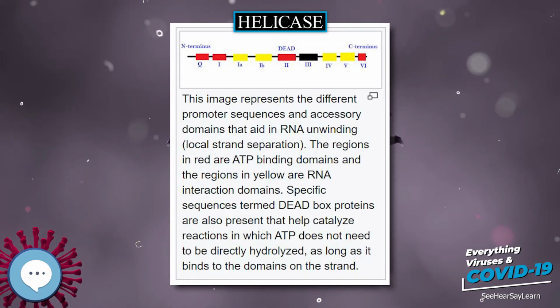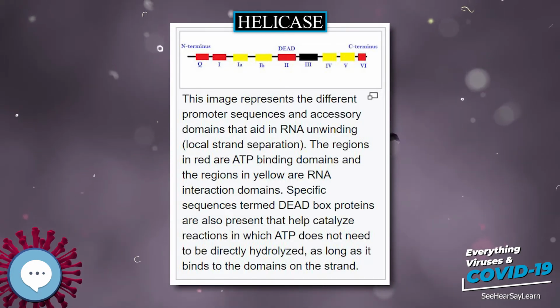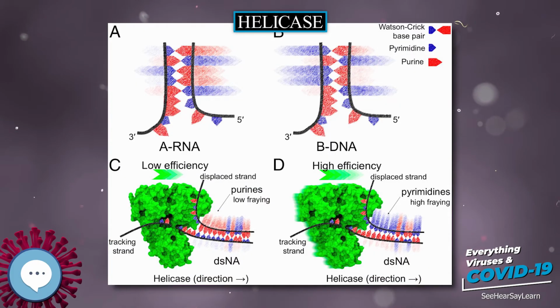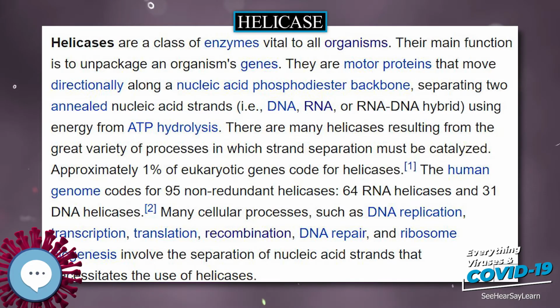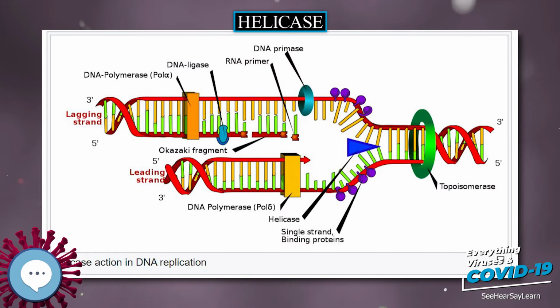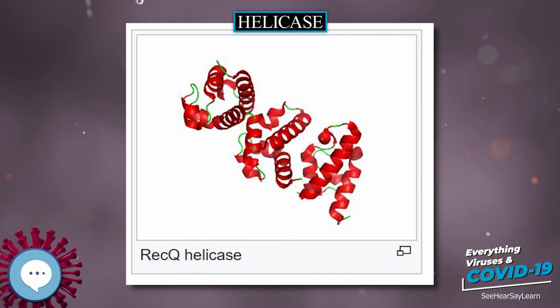Approximately 1% of eukaryotic genes code for helicases. The human genome codes for 95 non-redundant helicases, 64 RNA helicases and 31 DNA helicases. Many cellular processes, such as DNA replication, transcription, translation, recombination, DNA repair, and ribosome biogenesis involve the separation of nucleic acid strands that necessitates the use of helicases.